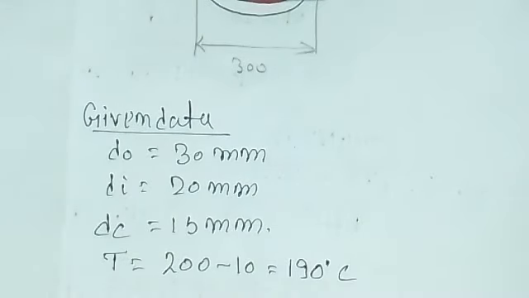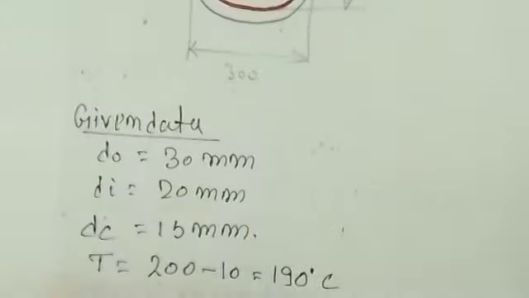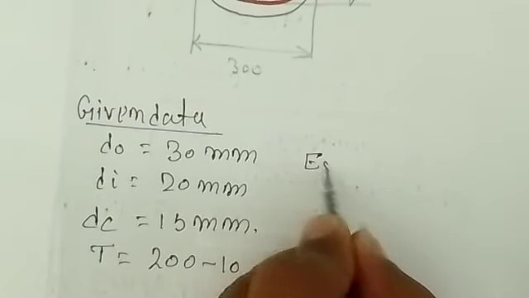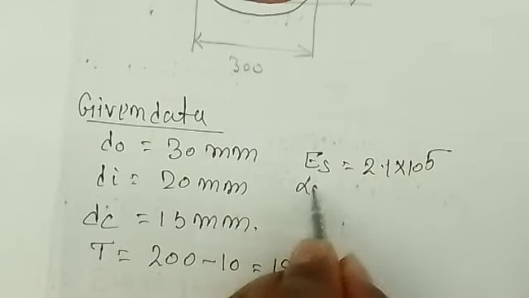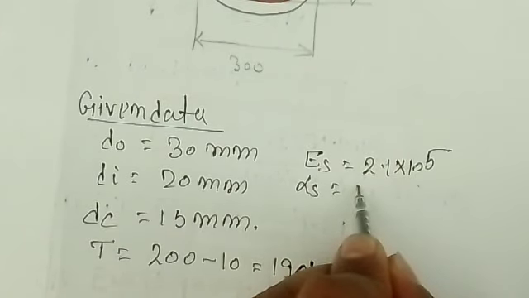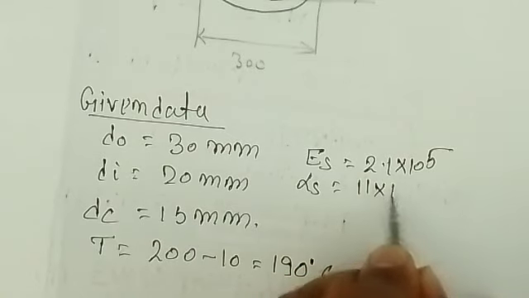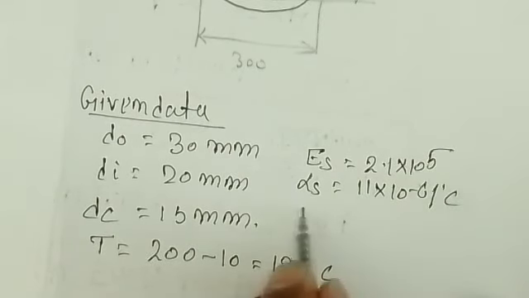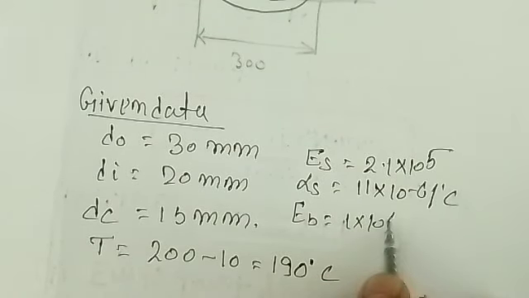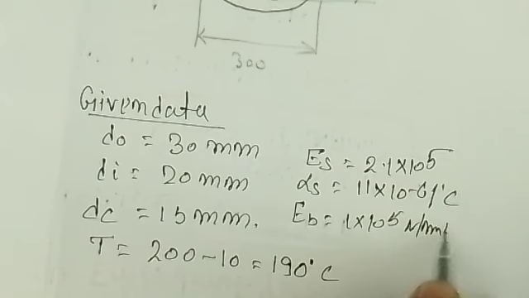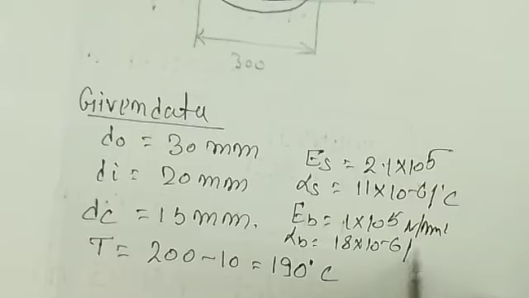Now the properties of steel and copper are given. Young's modulus for steel and copper is given, that also you can write, no problem. So here itself, that ES is equal to 2.1 into 10 to the power 5 and alpha S is equal to 11 into 10 to the power minus 6 per degree centigrade, and EB is equal to 1 into 10 to the power 5 Newton per mm square, and alpha B is equal to 18 into 10 to the power minus 6 per degree centigrade.